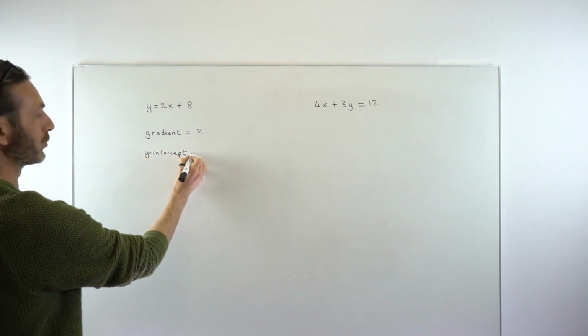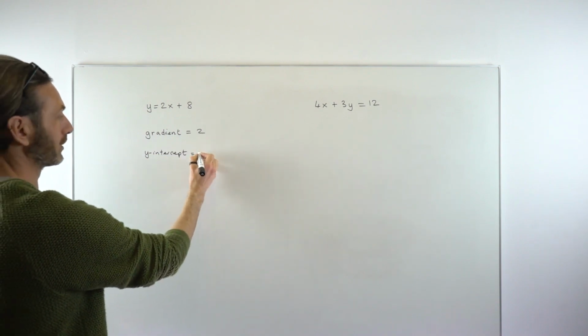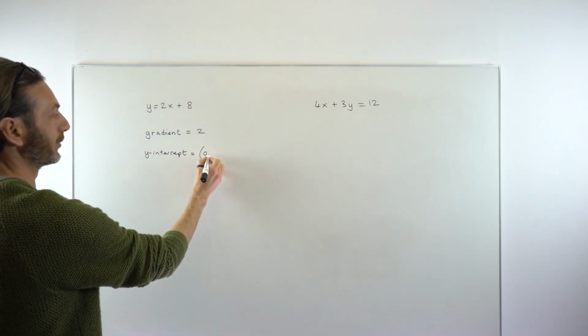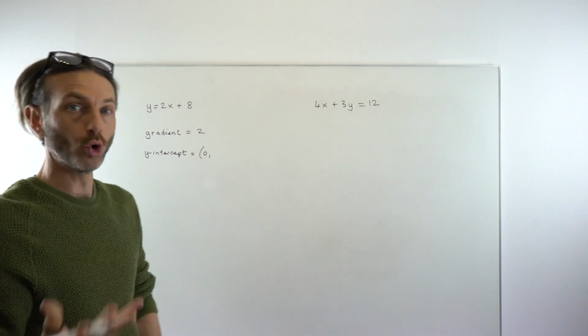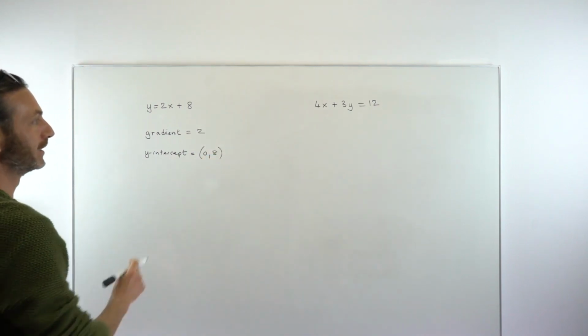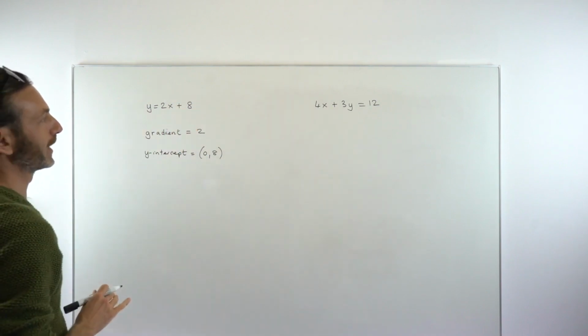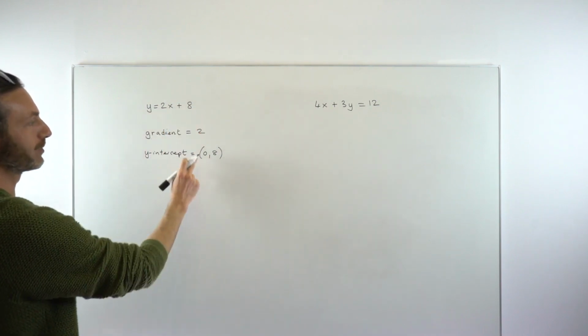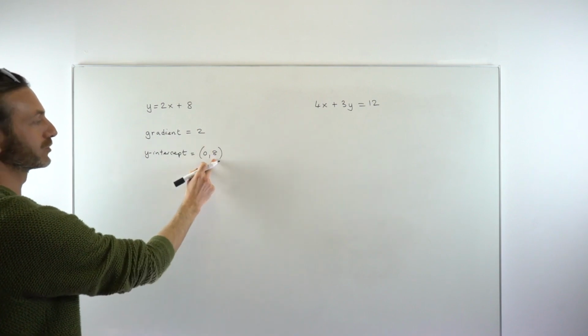So in general, usually you will need to include the other coordinate because they will say what is the coordinate, and the full coordinate is going to be (0, 8). Okay, so just by reading off that straight line equation, which is in the correct format, we can see that the gradient is 2 and the y-intercept is 8.